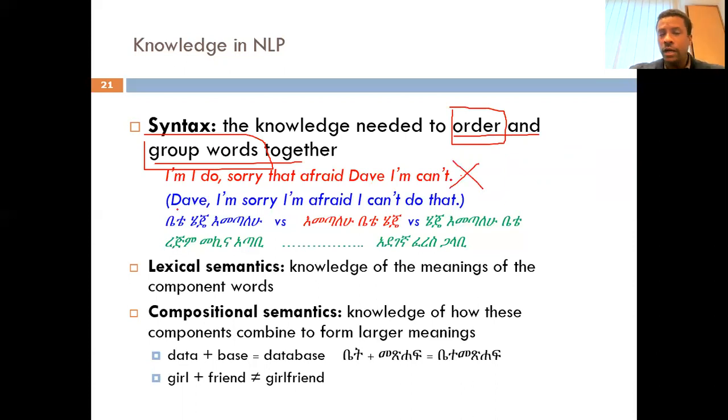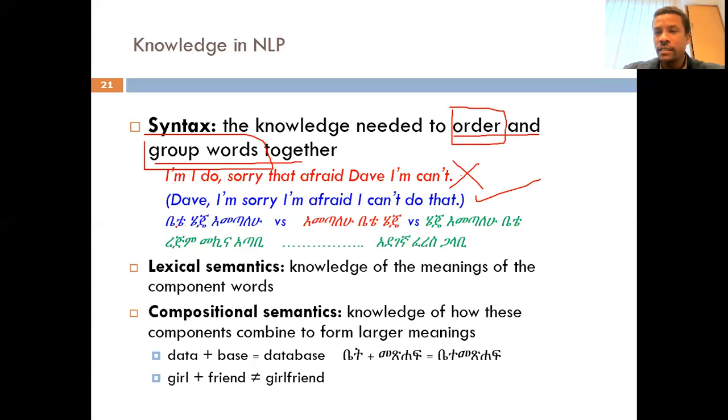But if I reorder it, "Dave, I'm sorry, I'm afraid I cannot do that," then it gives you a perfect meaning. So the way you order them and the way you group them affects the meaning that it conveys. Sometimes it might be totally incorrect. For instance, in Amharic, you can say Bete Hejje Metallo, or you can say Metallo Bete Hejje. As you can see, the change in the order didn't create much variance. But if you see the third one, Hejje Metallo Bete, the meaning would be a bit different.